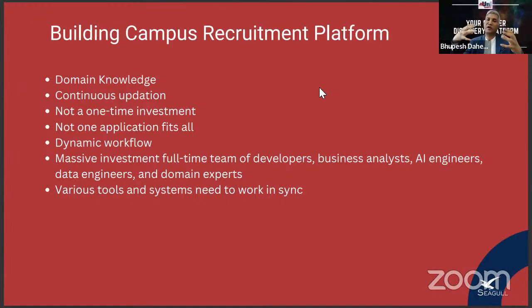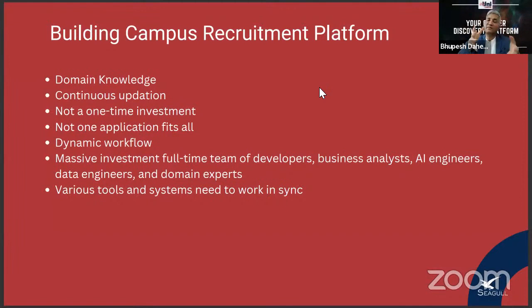Whatever platform you build, you need to keep continuously updating it, right? There is a lot of technology upgradation happening, so you will keep on releasing features. It is not a one-time investment. You have to keep continuously investing. For the last 20 years, I have been investing money in our technology platforms. There's no stopping. And not one application fits all. You can't have one application and presume that it will be suitable for almost every company.